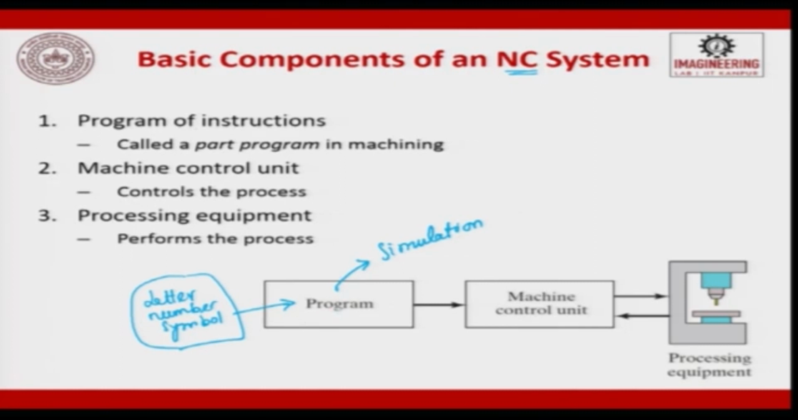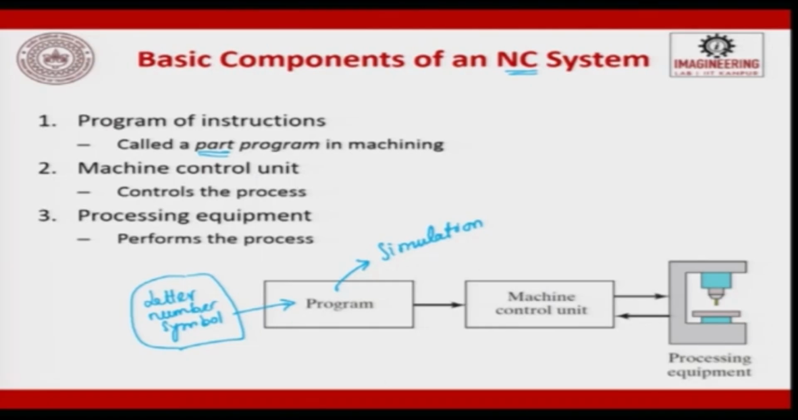Okay. A program of instruction called a part program is used. In CNC or NC, we always call it a part program, not a program, because the output of the program leads to making a part. So, in order to maintain the identity that it is a CNC program, not a C++ program, we call this part programming. So, it is called a part program in machining.